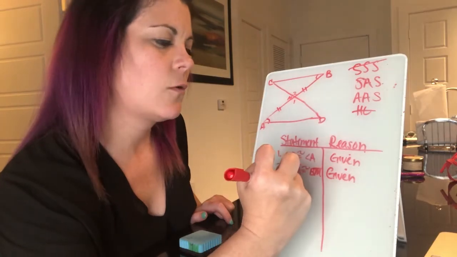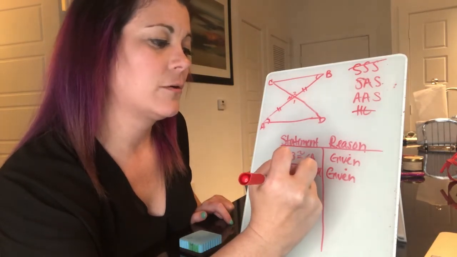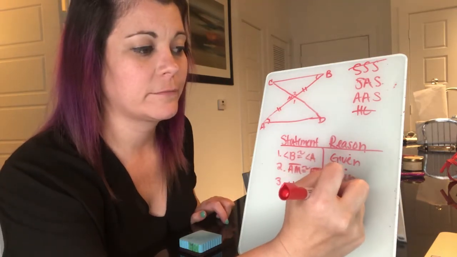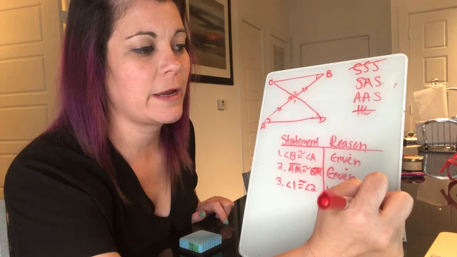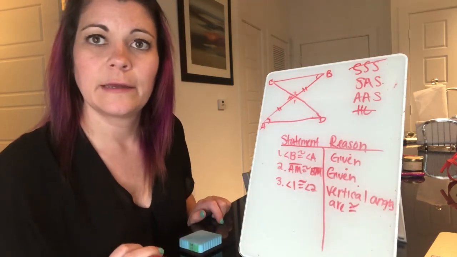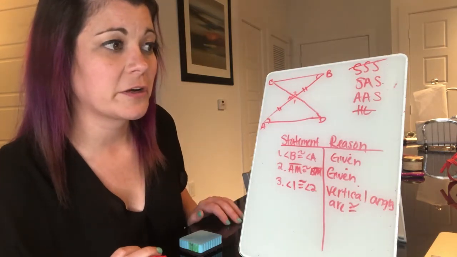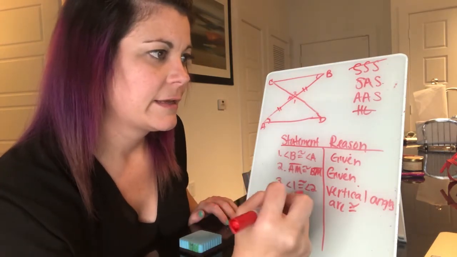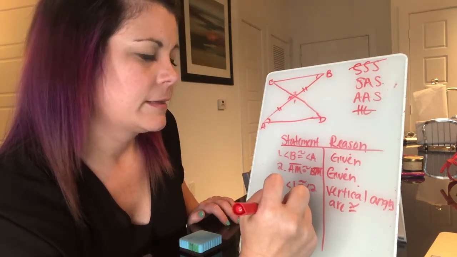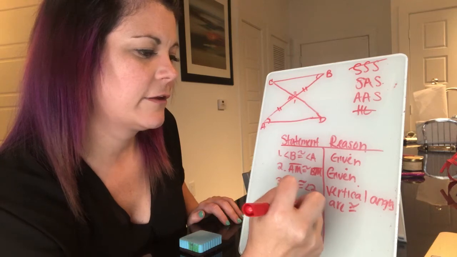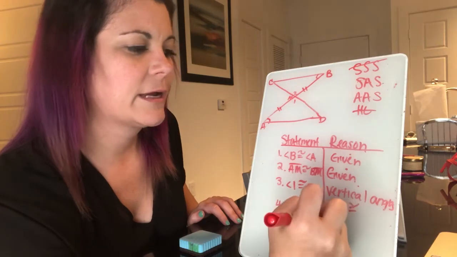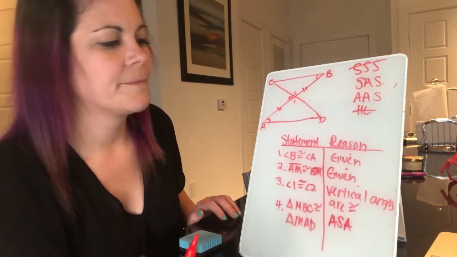And we can prove that angle 1 is congruent to angle 2 because why? Vertical angles. We know that vertical angles are congruent. Okay, so that would be our reasoning. Vertical angles are congruent. And then I can state that triangle MBC is congruent to triangle MAD because of angle side angle.